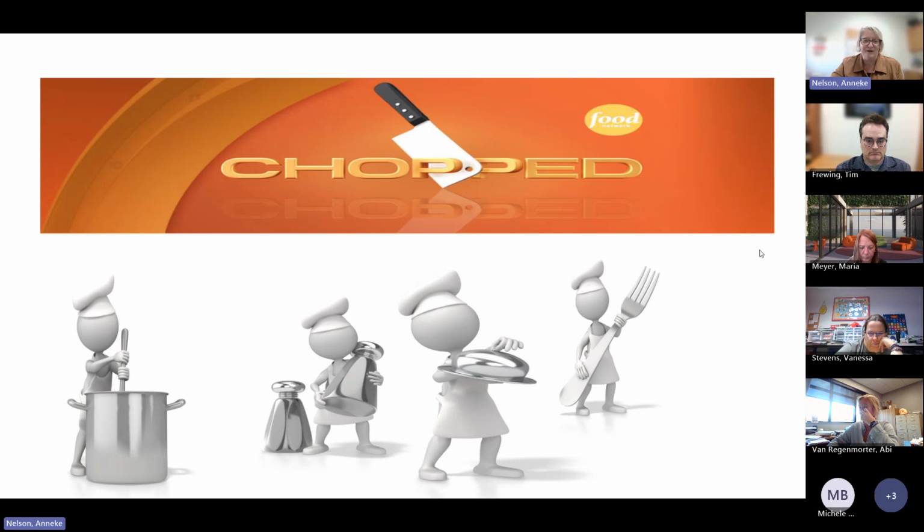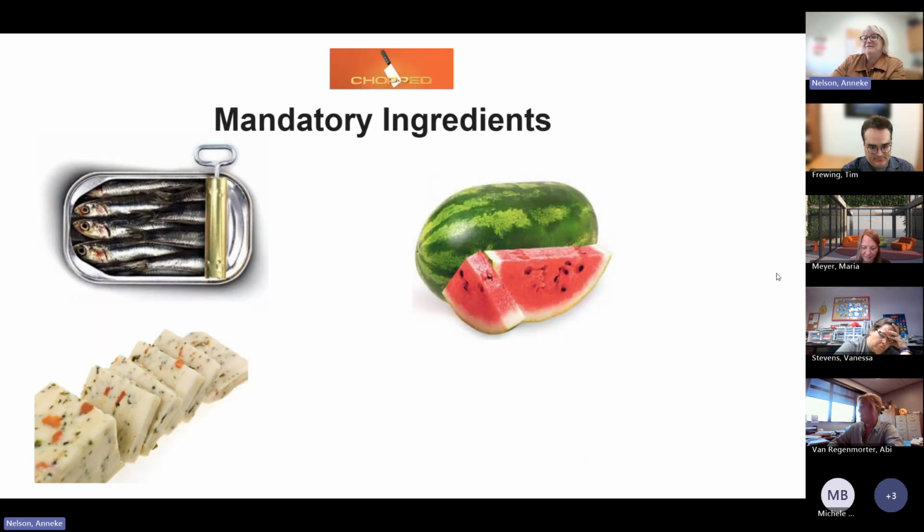So Chopped is a great parallel. That's the best I can come up with today for universal design for learning. If you've watched the show Chopped, it's on the Food Network. It was a big thing for my family. We used to love that.